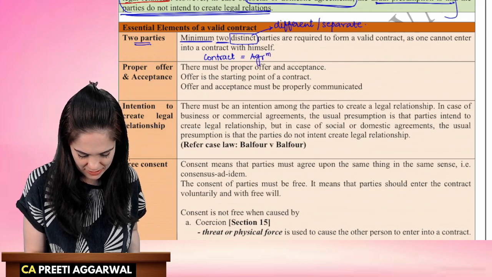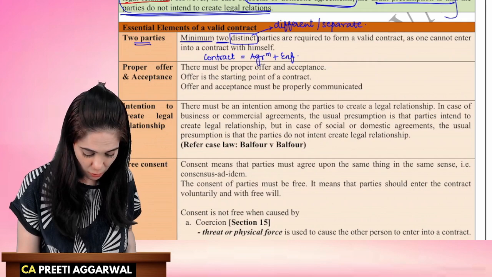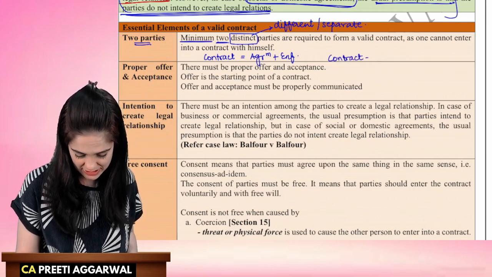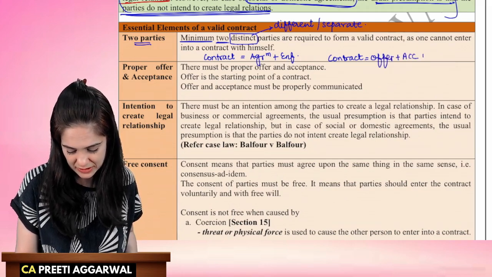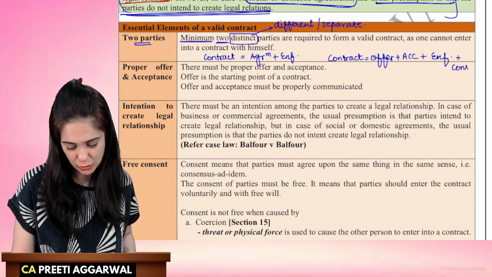Agreement plus enforceability. Can I also write, if you must have answered in this manner, that is also correct. Contract is offer plus acceptance plus enforceability. Some students say, ma'am, write consideration also. Okay, I'll write that also.